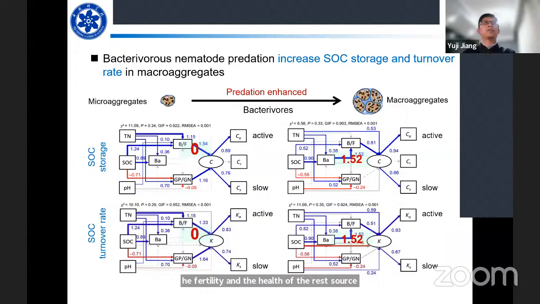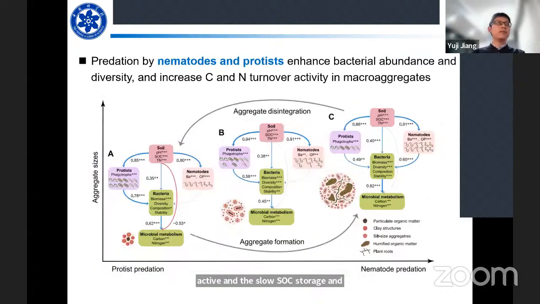In micro aggregates, the SOC storage and turnover were mainly regulated by the microbial community structure, while in macro aggregates, the effect of the nematode predation increased and can change the microbial community structure to increase the active and the slow SOC storage and the turnover rate. We also found the dual predation by the bacterial nematodes and the protists may further enhance the bacterial abundance and the diversity, and increase the carbon and the nitrogen metabolic activities in the macro aggregates.